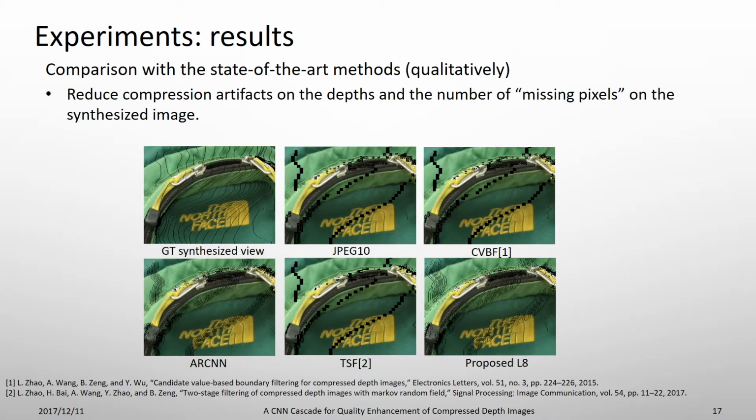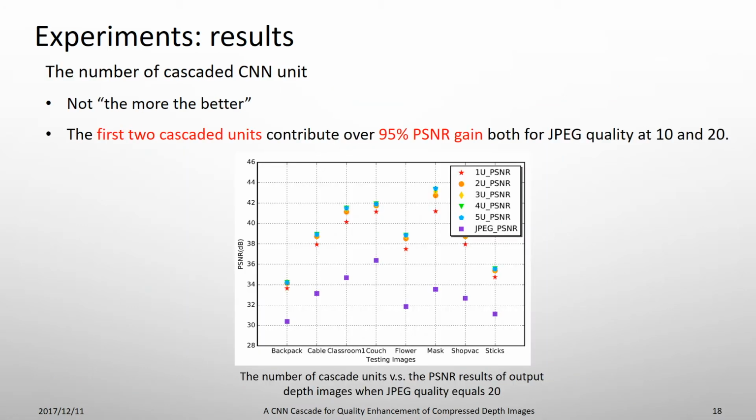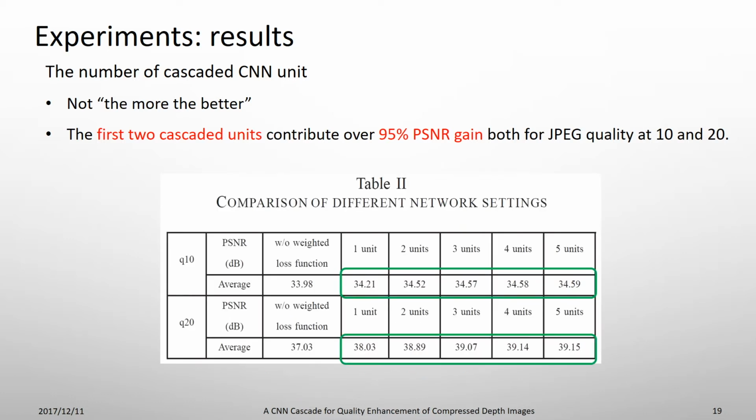the synthesized images. In terms of the proper number of cascaded units, we find that it does not mean the more units, the better. The cascaded performance is saturated at some level. Over 95% of the PSNR gain is obtained from the first 2 cascaded units. Hence, we take two cascaded units, that is an 8-layer CNN, as our basic network by considering the computational efficiency and the memory cost.